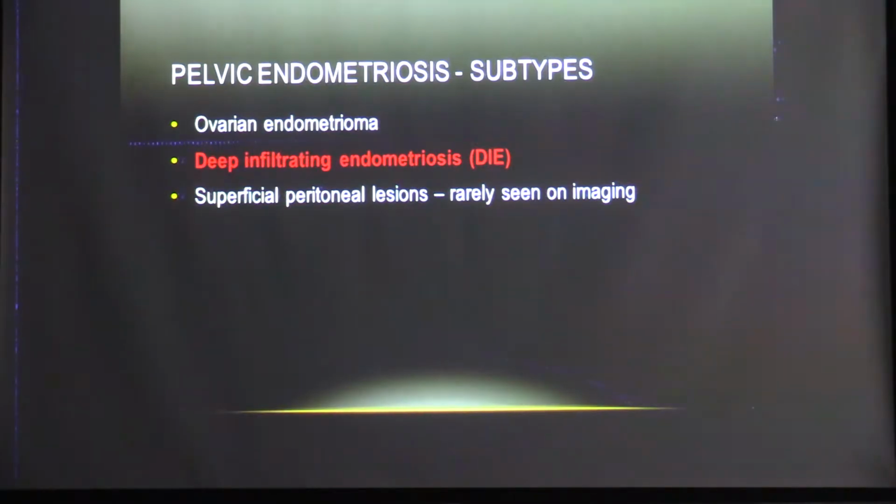There are three subtypes of pelvic endometriosis. One is the ovarian endometrioma that we have seen in the beginning. It is a very obvious finding to diagnose on imaging. The second is deep infiltrating endometriosis, or DIE. I will shortly elaborate about it now. And the third is superficial peritoneal lesions, which are rarely seen on imaging.